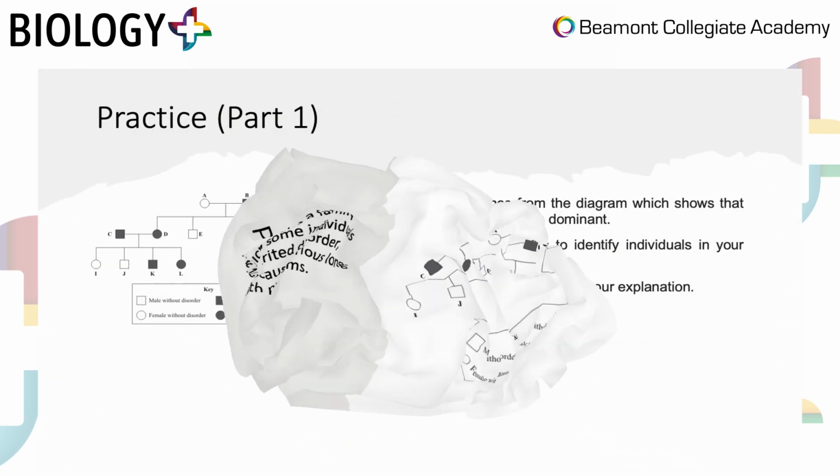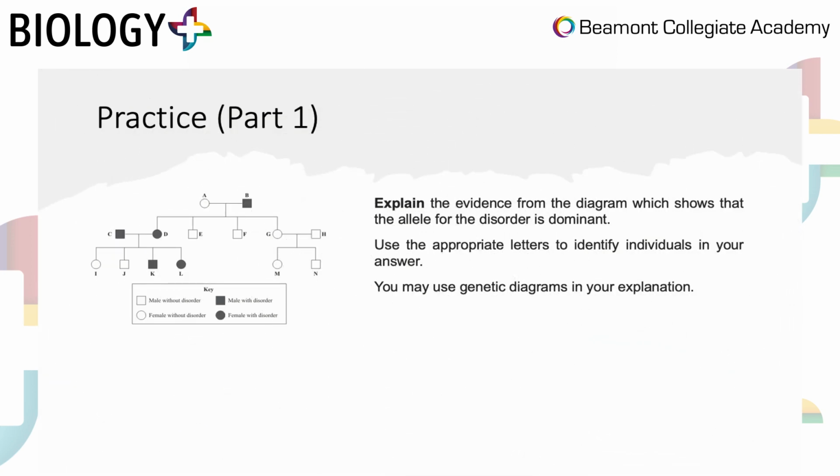Here's the GCSE mark scheme. Explain the evidence from the diagram which shows that the allele is recessive. Use the appropriate letters to identify individuals in your answer. You may use genetic diagrams again in your explanation. 5-mark question. If it says that you can use genetic diagrams, it may be a good idea to do so. Pause the video and have a go.